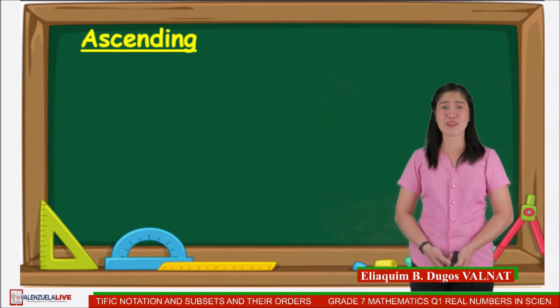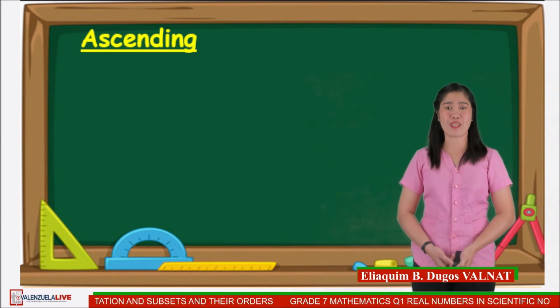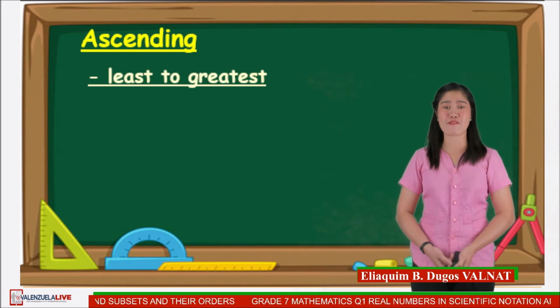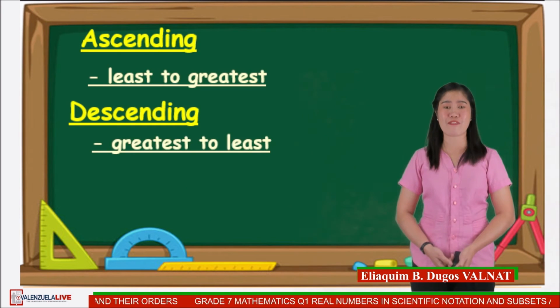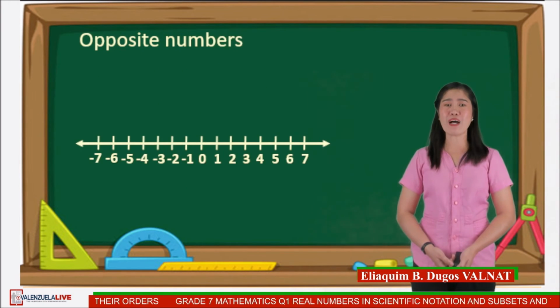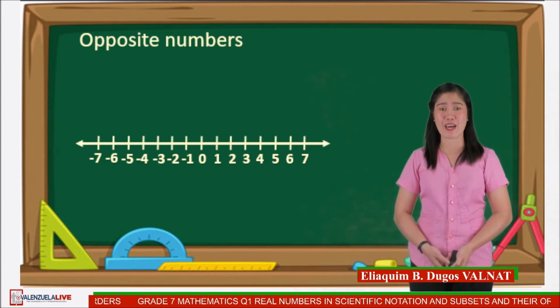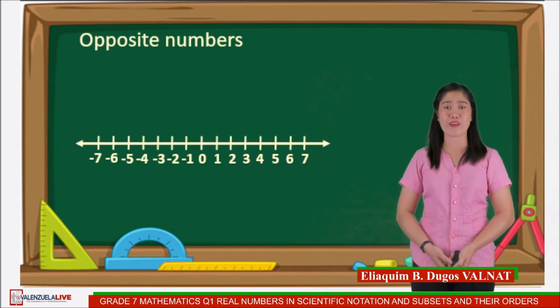How do we arrange the sets of real numbers? In ascending order or descending order? Ascending means arranging numbers from least to greatest value, while descending order means arranging numbers from greatest to least value. How about opposite numbers? Opposite numbers are numbers that, when placed on a number line, are the exact same distance away from zero, but on opposite sides or in opposite directions.